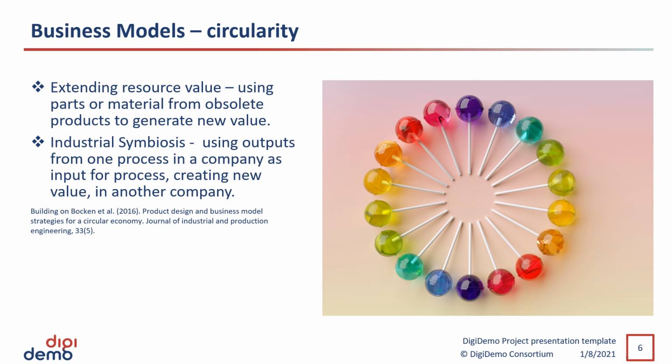The last model is industrial symbiosis, where companies form partnerships using waste or output from one company as input for a value-creating process in another company. This could, for example, be use of waste heat from one industry to warm greenhouses for food production, or the use of food waste from the catering sector to feed farm animals.